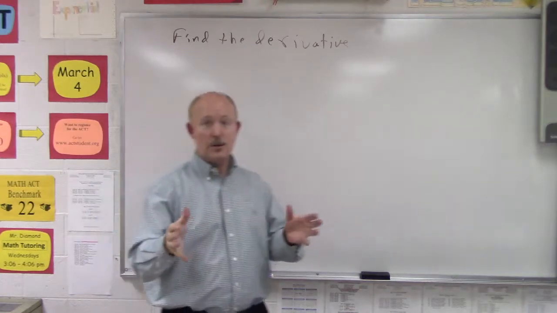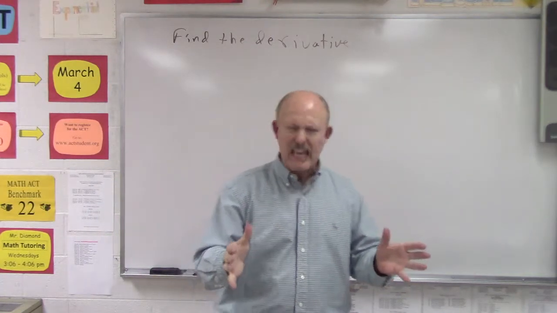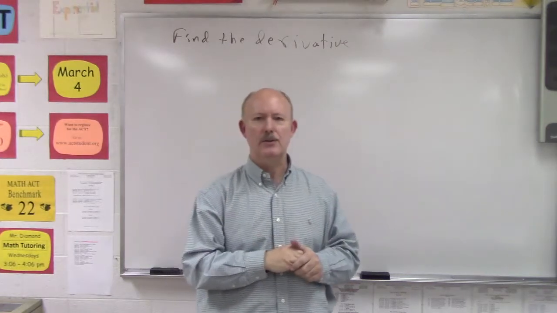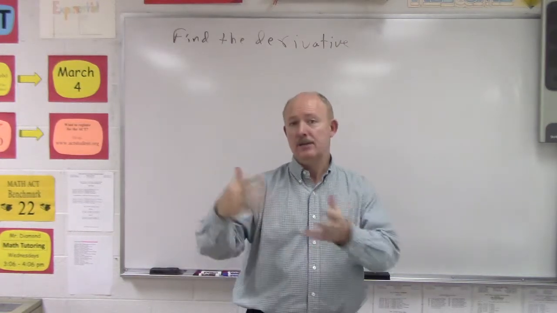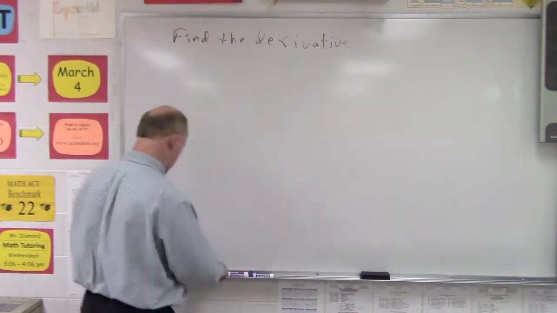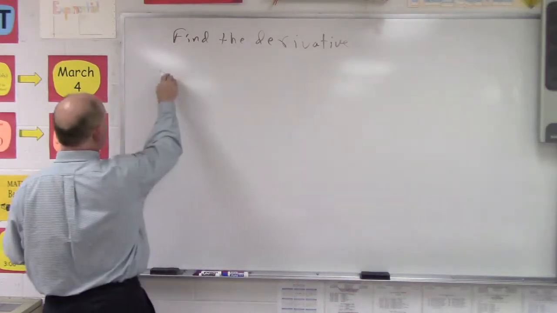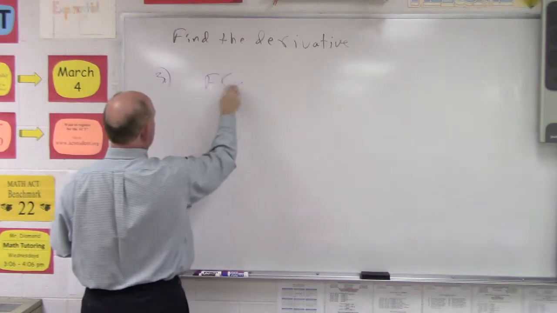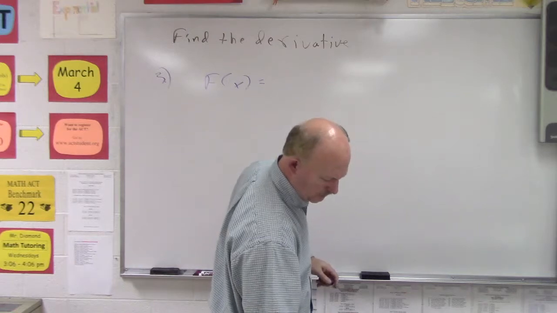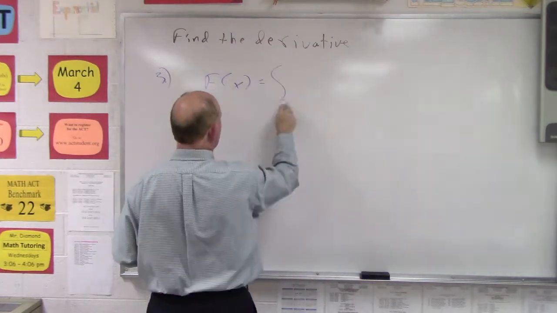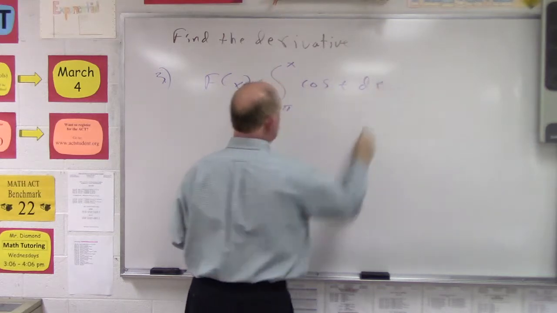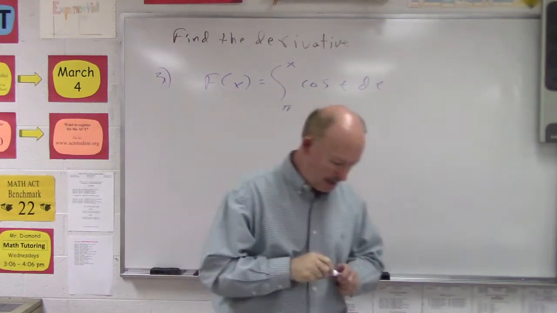Now, I'm sure you're thinking that this can't be this easy. Well, it's actually pretty easy to take the derivative of this type of function in which the upper bound is a variable. So let's try a trig function. Number 3: let f of x be equal to the integral from pi to x of cosine t dt.